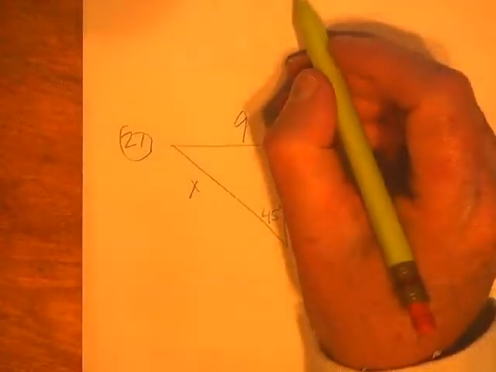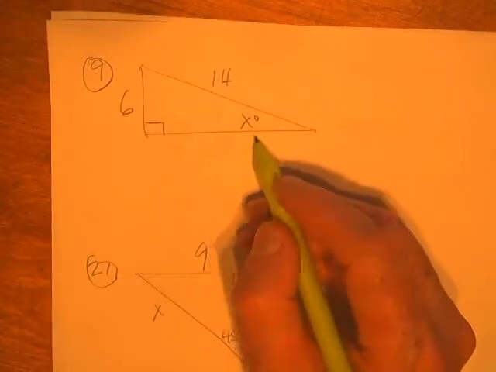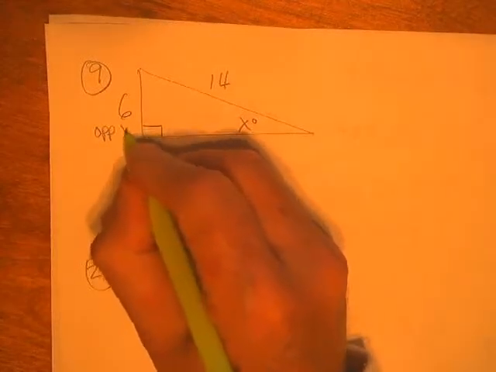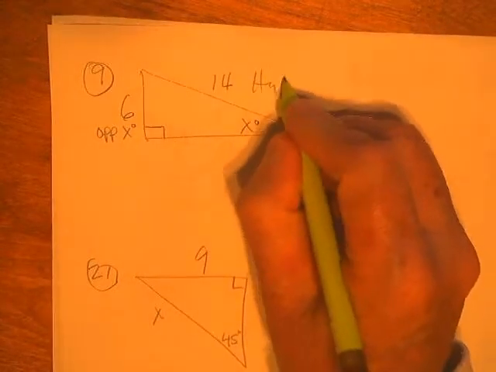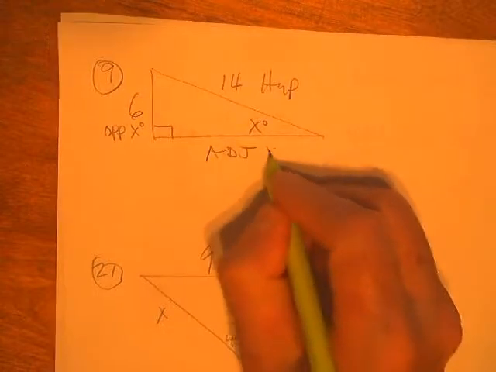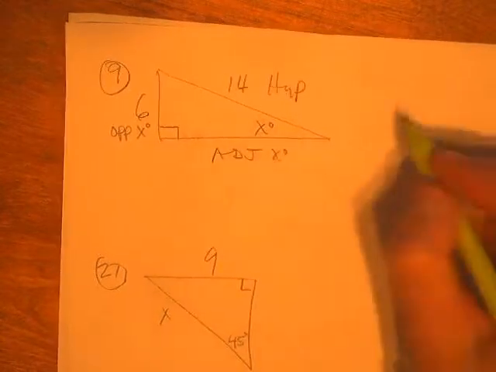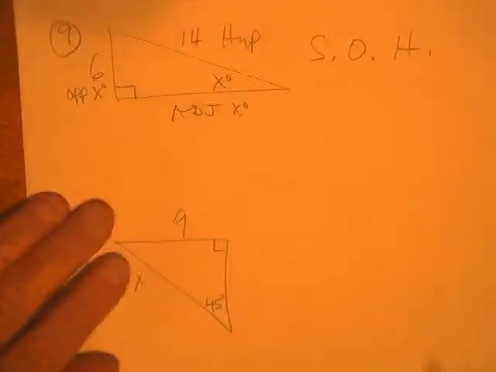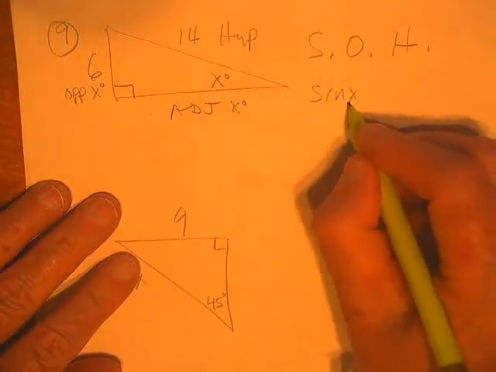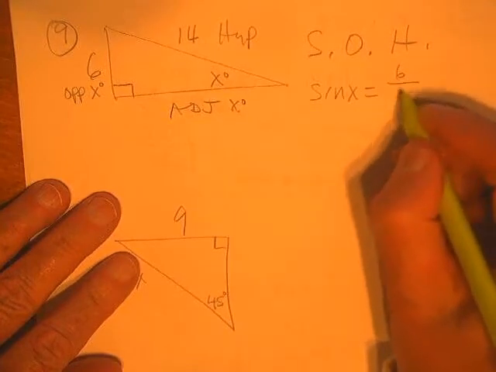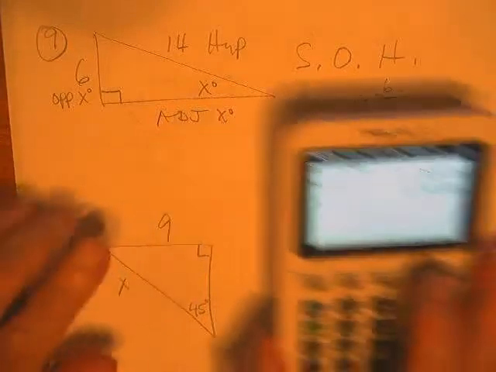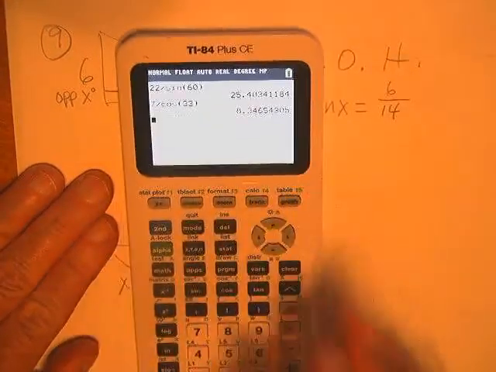Here's 9. Now notice this time, on 9, they want us to find the angle. Well, this side over here is opposite x degrees. This is the hypotenuse. This side is adjacent to x degrees. Let's see, I know the opposite and I know the hypotenuse. This one is sine. So you want sine of x degrees is 6 over 14.